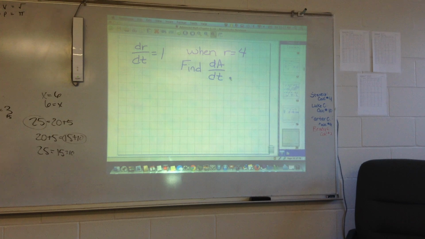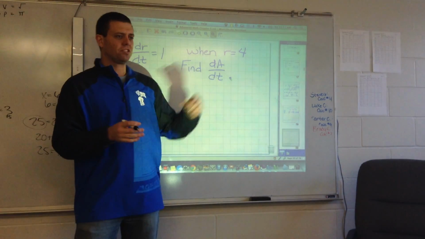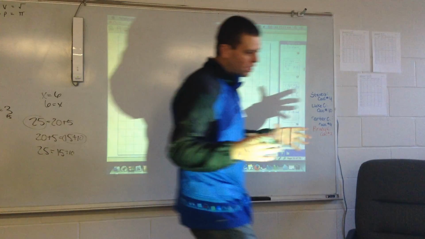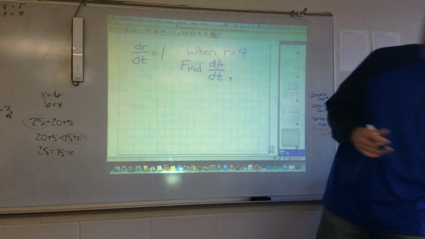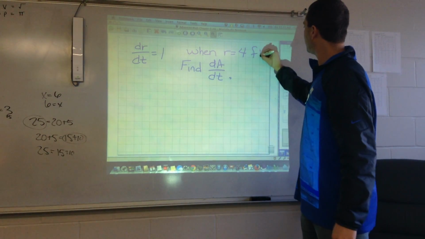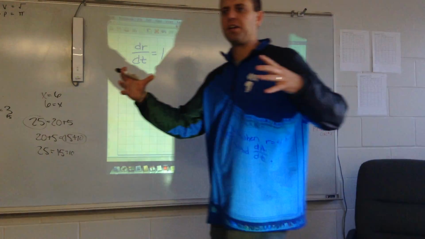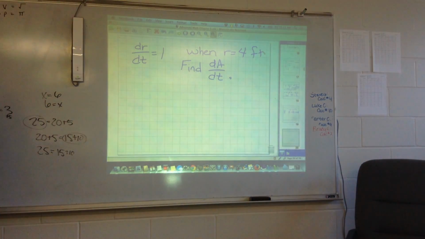150? Yes, 150. So, we know how fast the radius is changing with respect to time. At the moment when the radius of that circle is equal to 4 feet, how fast is the area of that circle changing? How fast is the area of the circle of the ripple in the water changing? Well, what do you think you could do first?